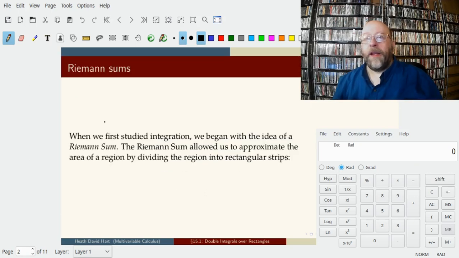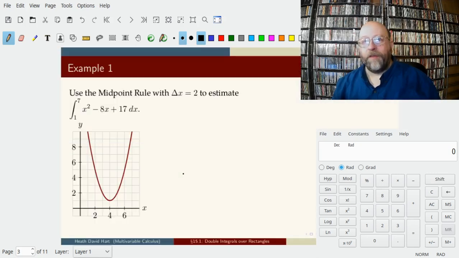When we first studied integration, we started with the idea of a Riemann sum. The Riemann sum allowed us to approximate the area of a region by dividing that region into rectangular strips, and then doing some sort of estimate of the height of each strip, and then adding the areas of each of those little strips together. That's the idea. Let's try an example of a two-dimensional Riemann sum.